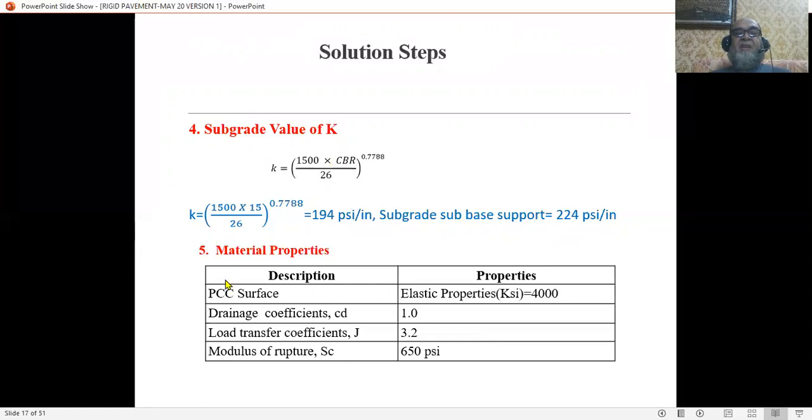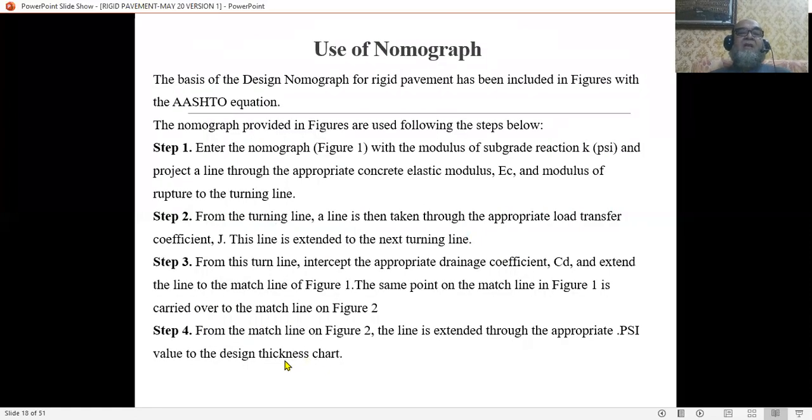The material property, as we've discussed, KSI means kilopound. So what we do is just divide by 1000 to get this in KSI. Right? Drainage coefficient 1.0, load transfer coefficient 3.2, and the modulus of rupture 650 psi. Now the nomograph is different from what we have used in the AASHTO flexible pavement. There are two sets of nomographs. Actually, there are two sides of the nomograph.